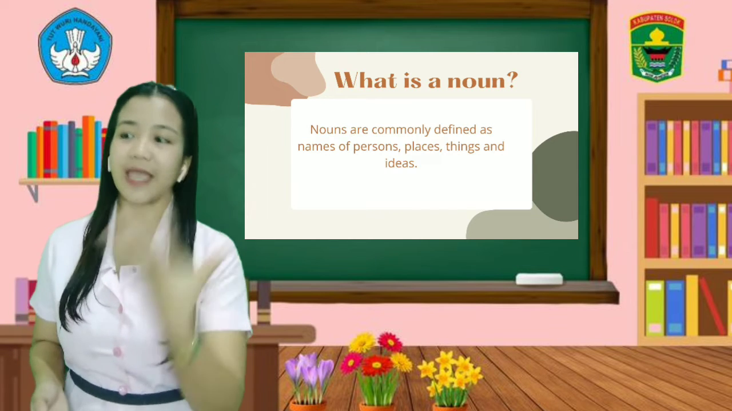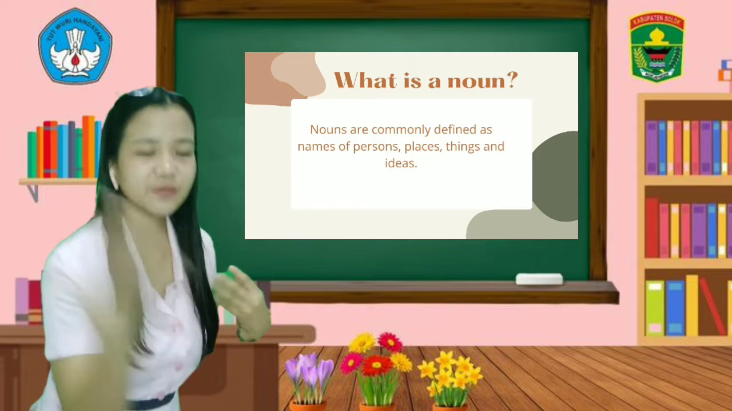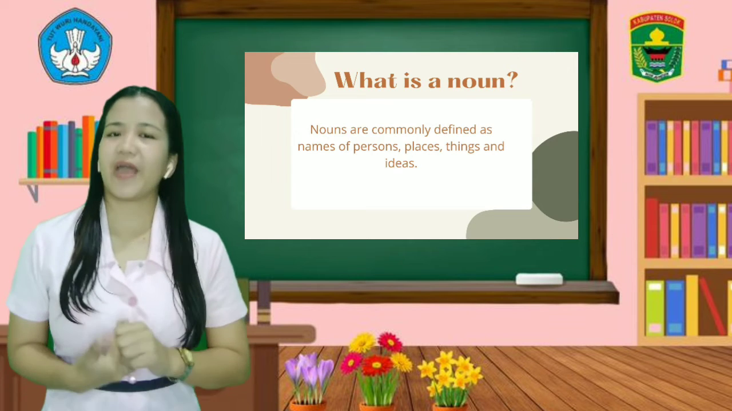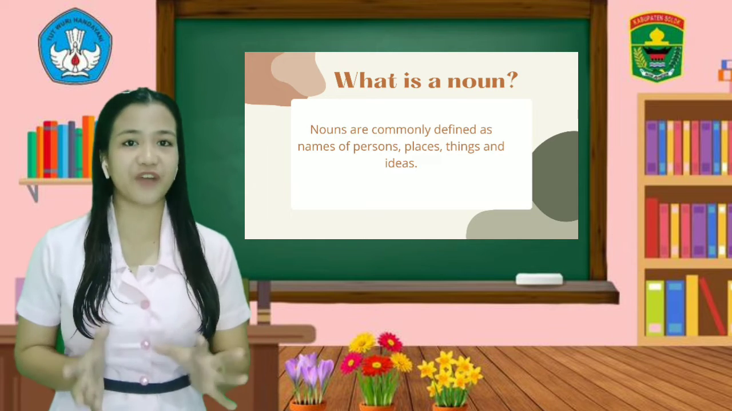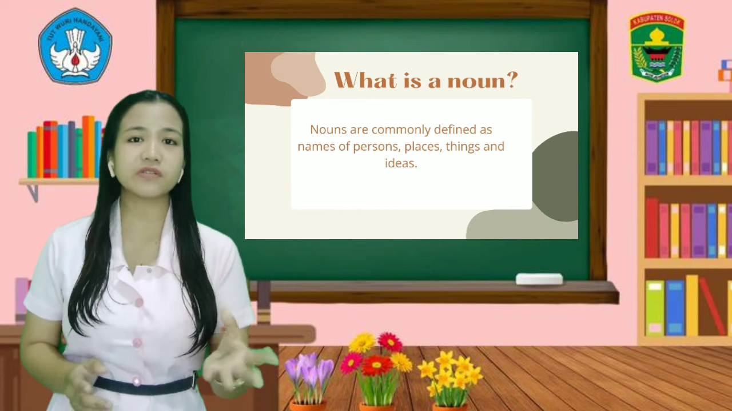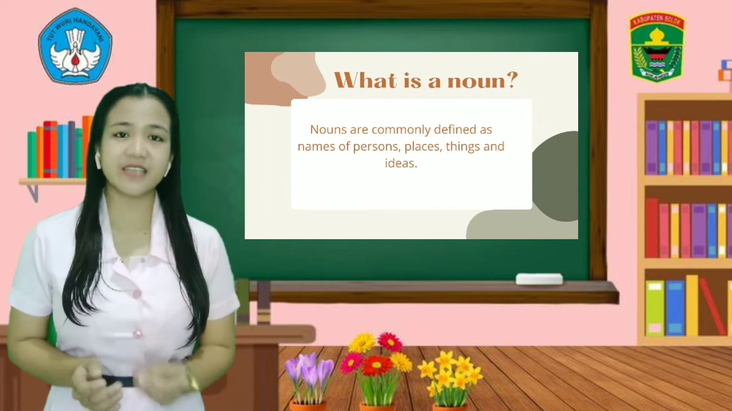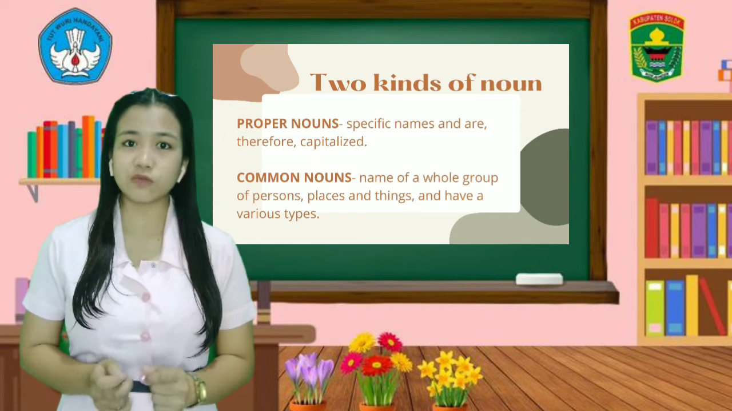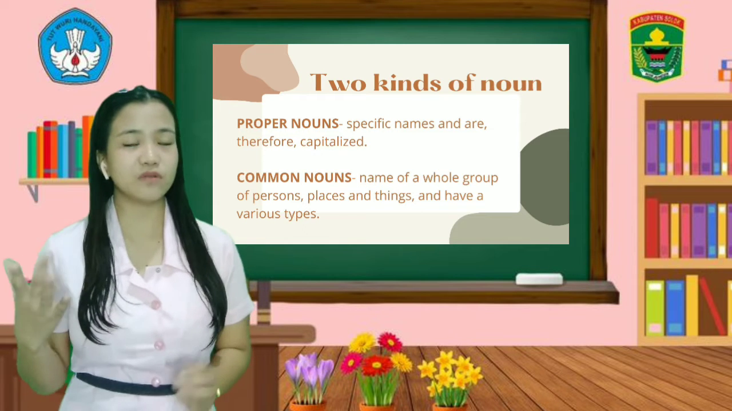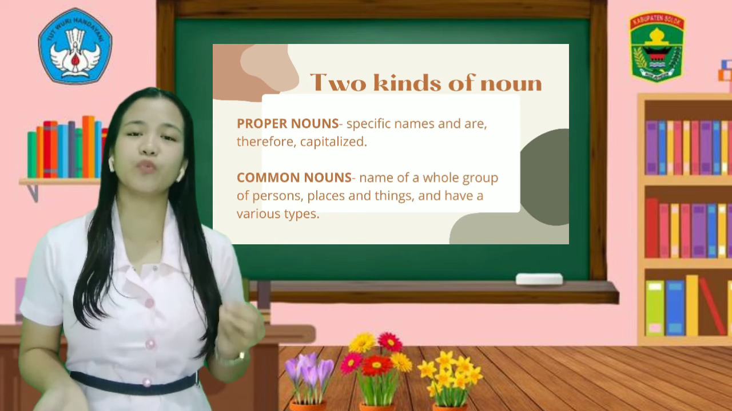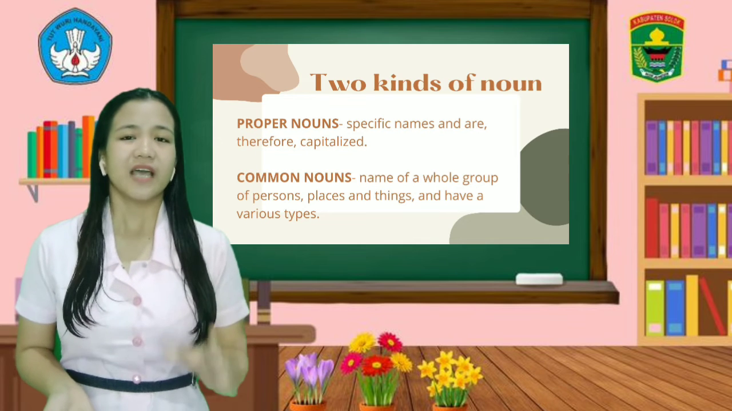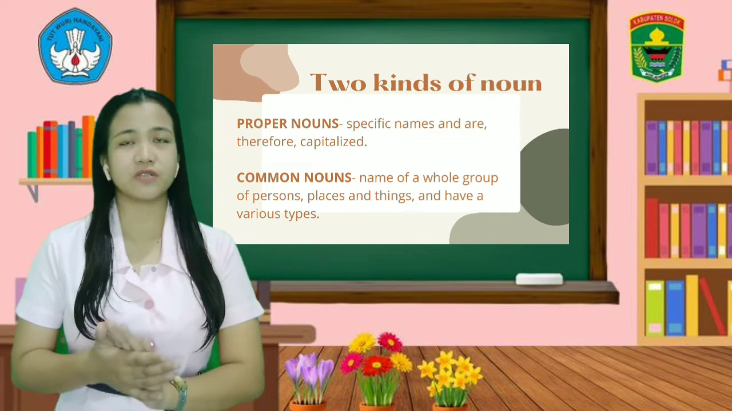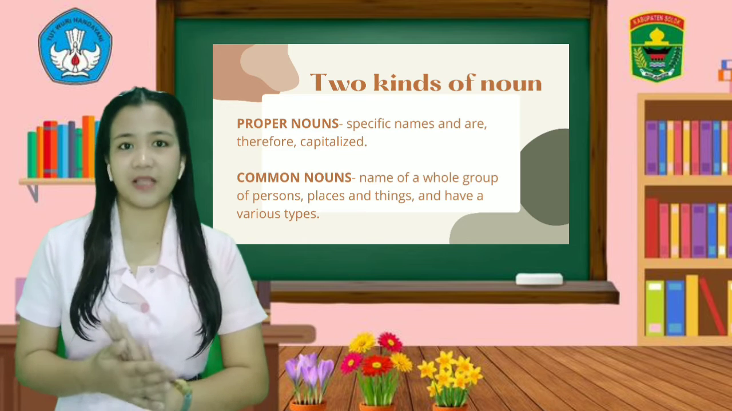Now, let us define what is a noun. Anyone who would like to read the first slide? Yes, please. Alright, so nouns are commonly defined as names of persons, places, things, and ideas. There are 2 kinds of nouns, namely the proper nouns and the common nouns. Proper nouns are specific names and therefore capitalized. The first letter of the word is capitalized.